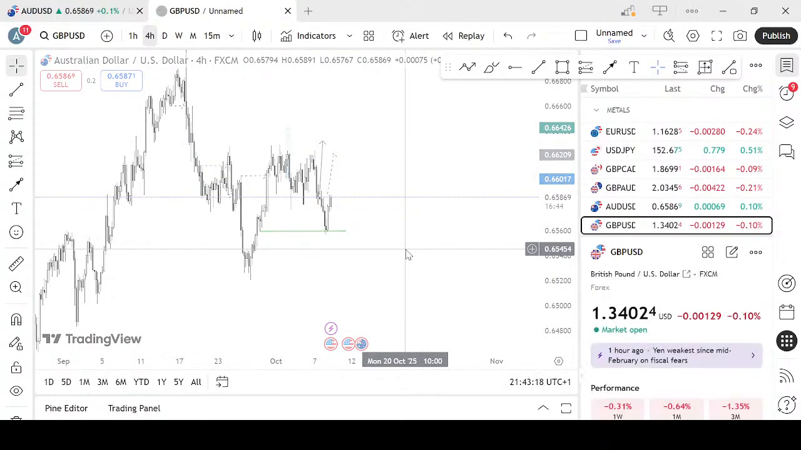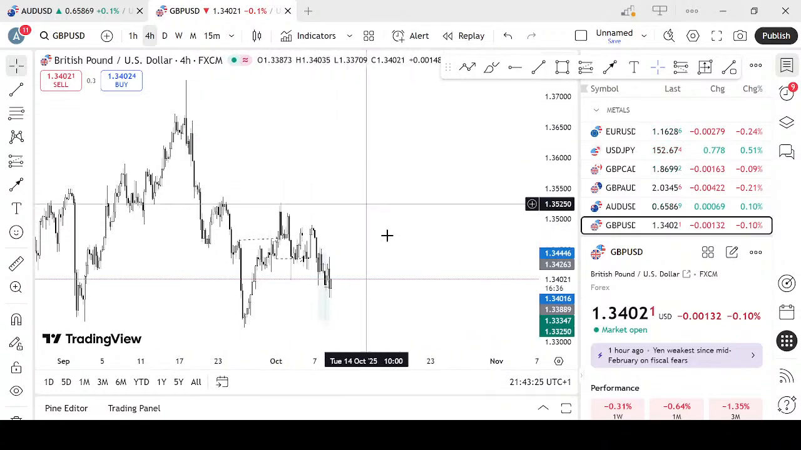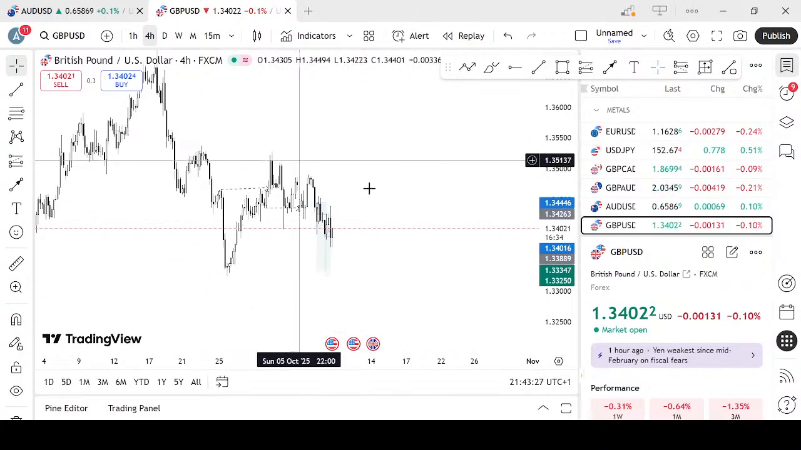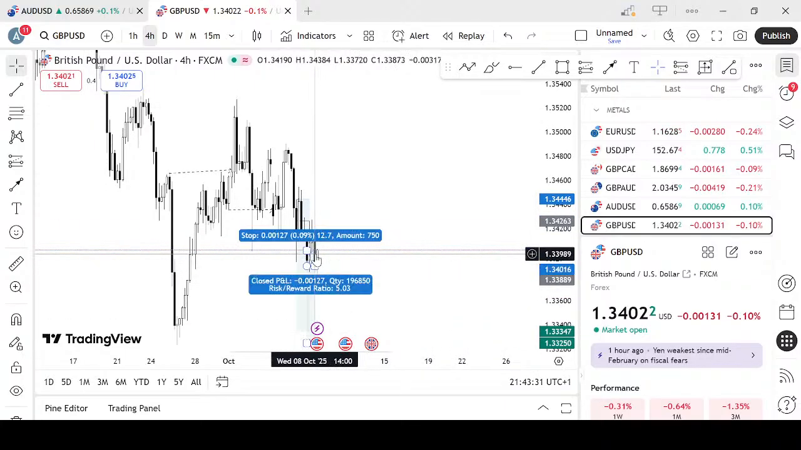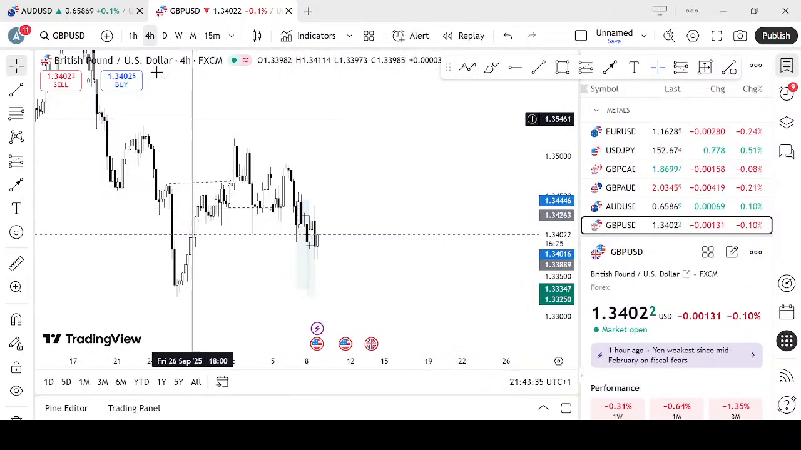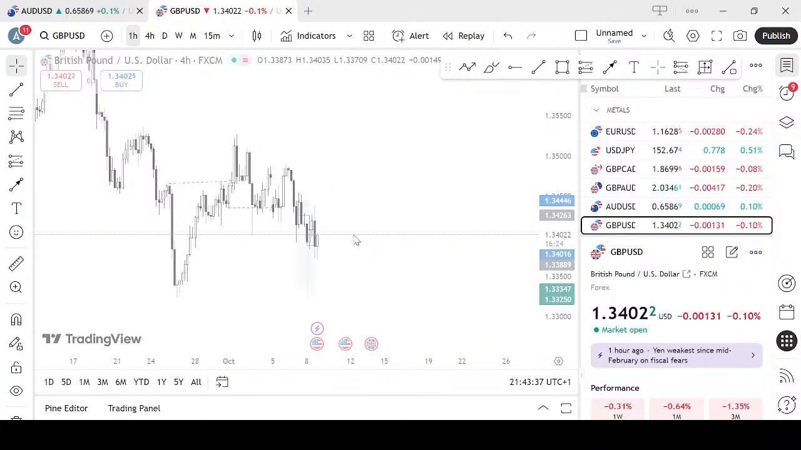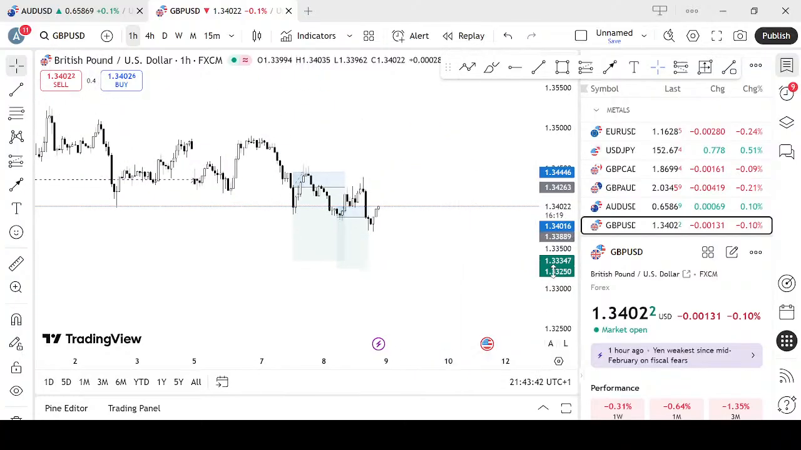So to the next pair, that's GBP. This was a trade I took in the morning, and oh wow, something is forming on the 4 hour here. You can see the bearish engulfing right here. So it's showing there's more strength to the bears. So on the 4 hour, right?